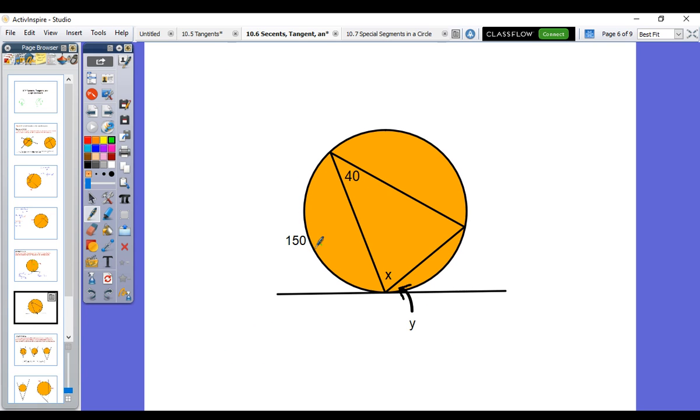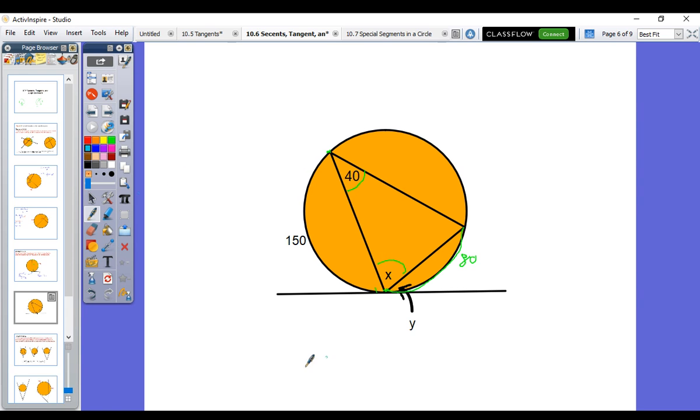So here, we're looking for angle X and angle Y. So let's start with this. This is 40 right here. This is an angle on the circle. So let's find its arc. So that's on the circle right there. The arc goes across from here all the way to here. That means that the arc itself is double that, 80.